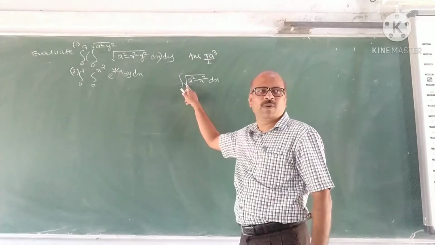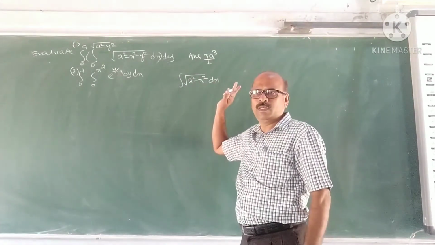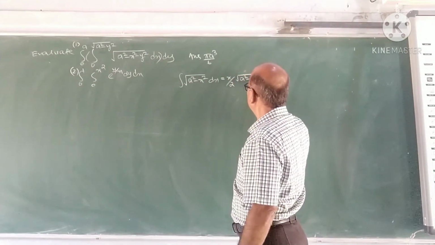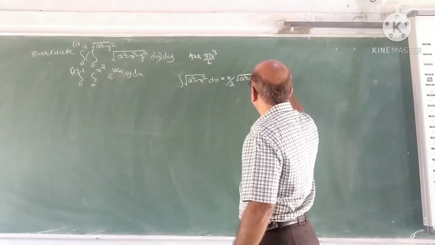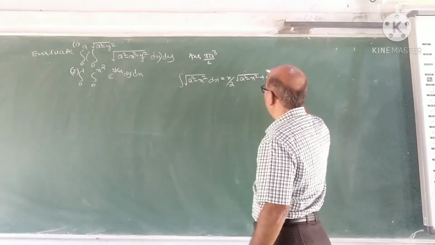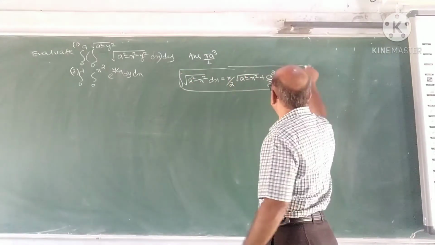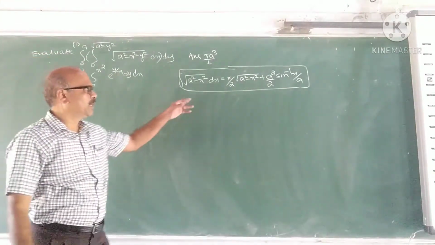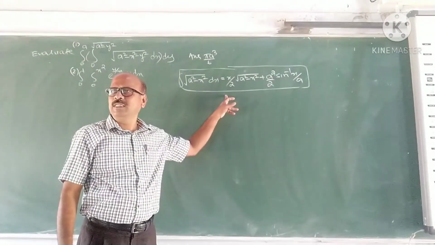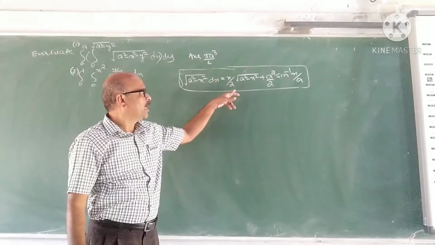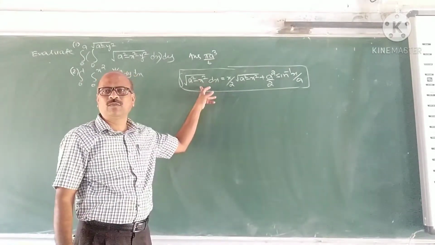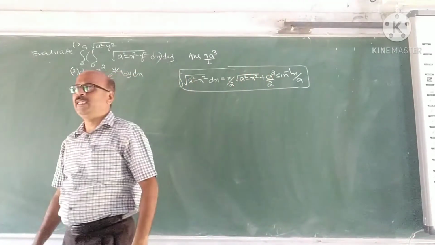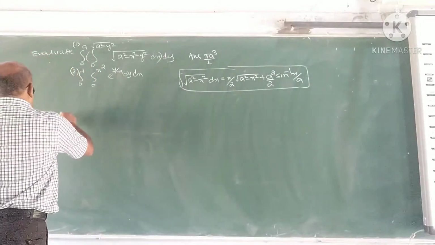You know this formula, remember what is the integral of root a square minus x square? Standard integral, it is x by 2 square root of a square minus x square plus a square by 2 sine inverse of x by a. This should be committed to memory. You mark this as an important formula. We may come across this formula again, root a square minus x square: x by 2 root a square minus x square plus a square by 2 sine inverse x by a.